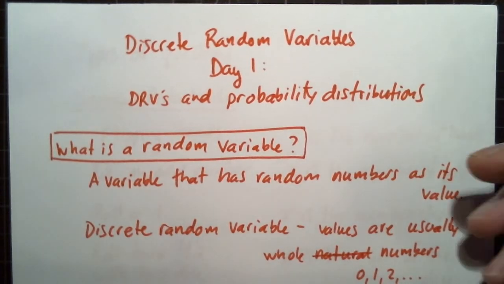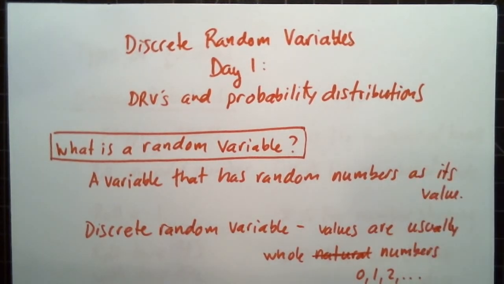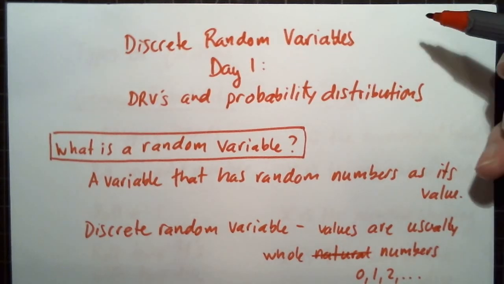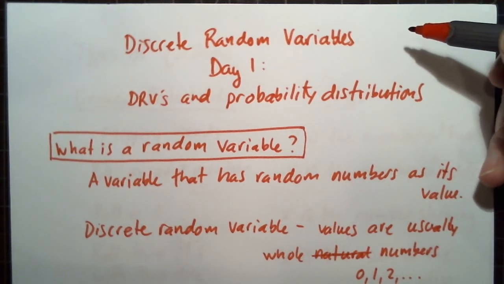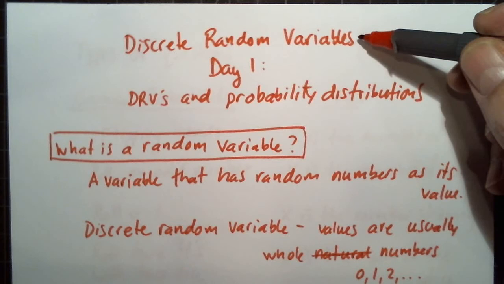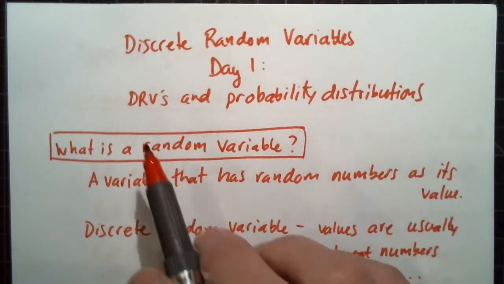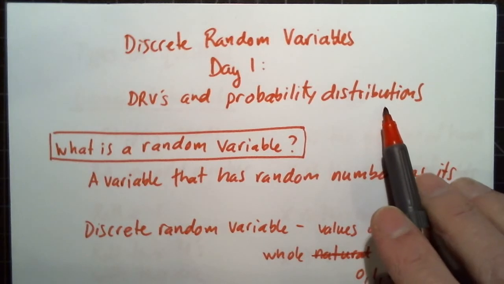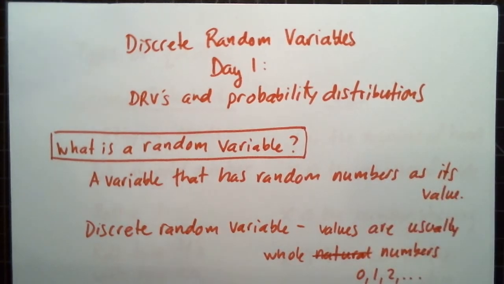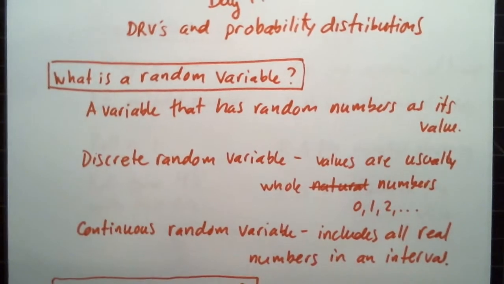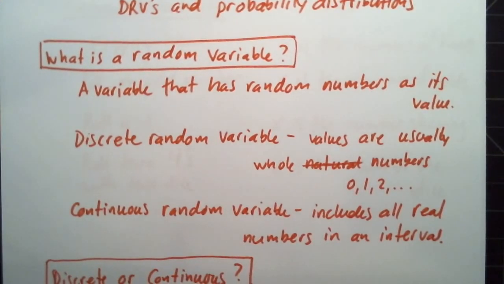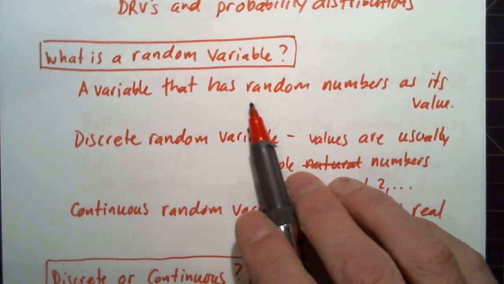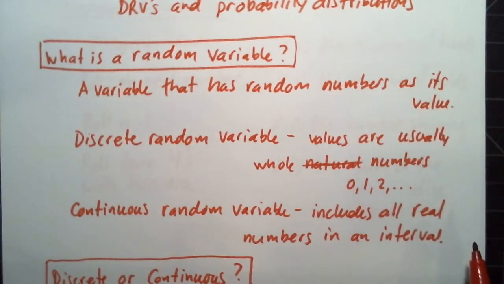Okay, we're going to look at a different way of looking at probability problems, and they're with discrete random variables. So DRV is discrete random variable, and we'll look at probability distributions of the discrete random variable. So what's a random variable? It's a variable that has random numbers as its value.